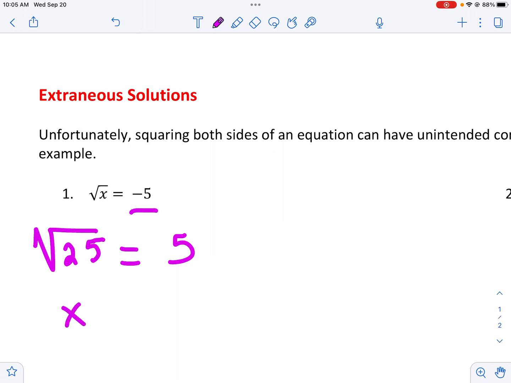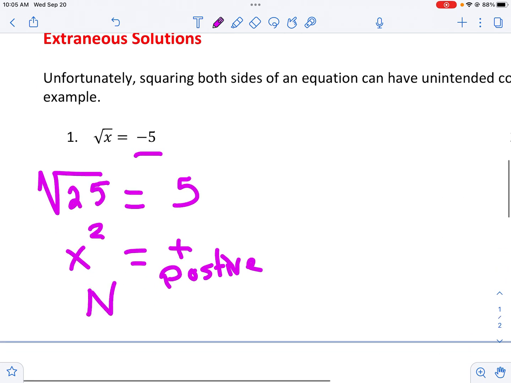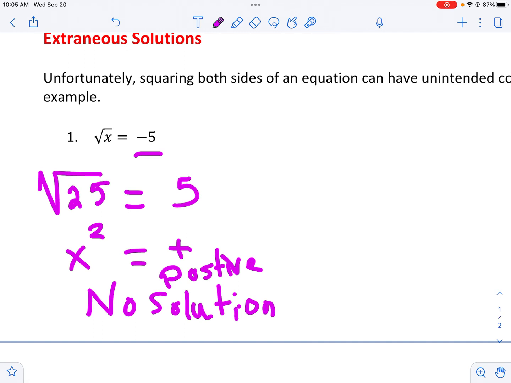Do you see how that's not possible, because clearly anything to the second power is going to be a positive answer. So when we get a solution like this, what we're going to know is that it is impossible. So this has no solution. Now sometimes they're obvious, like this one, where clearly when you square them, we can't work it backwards.